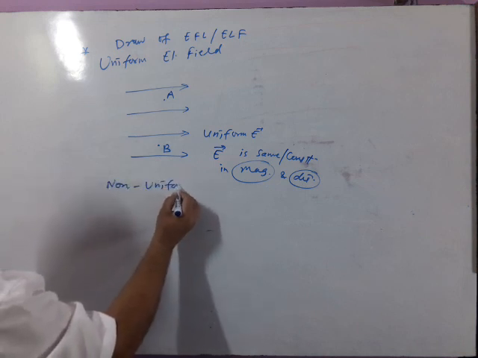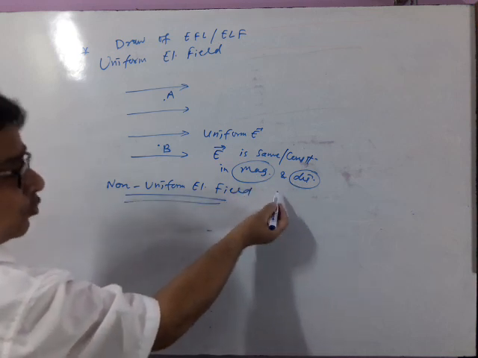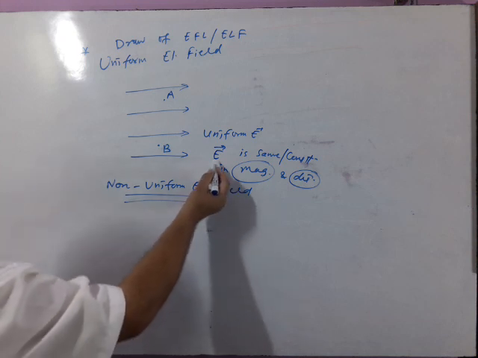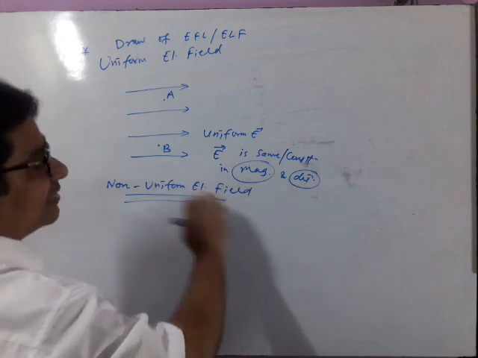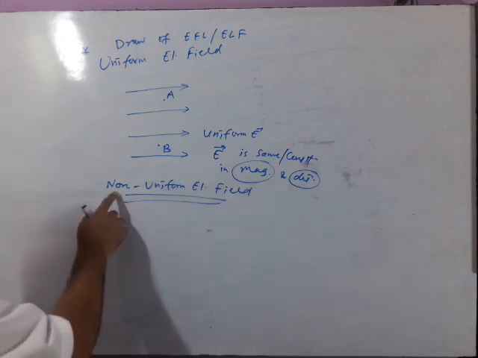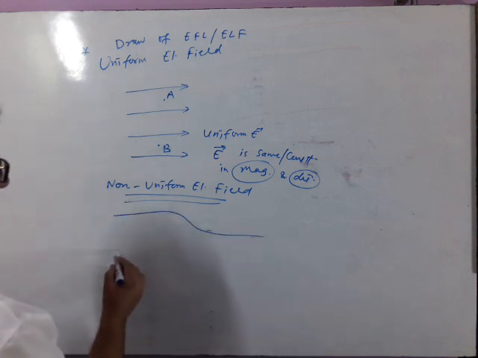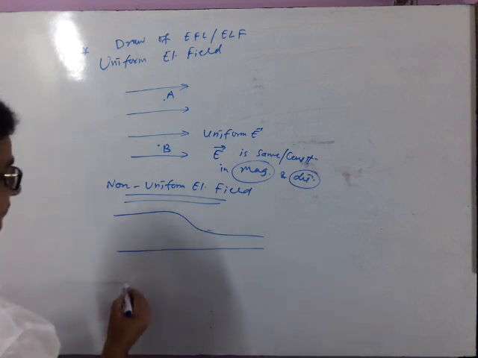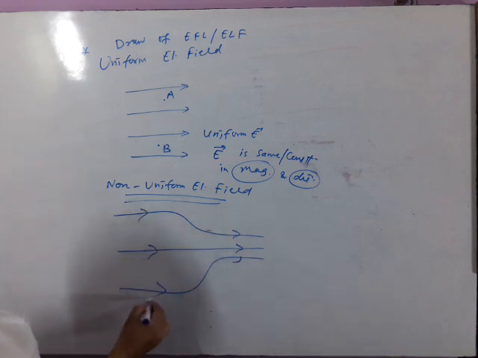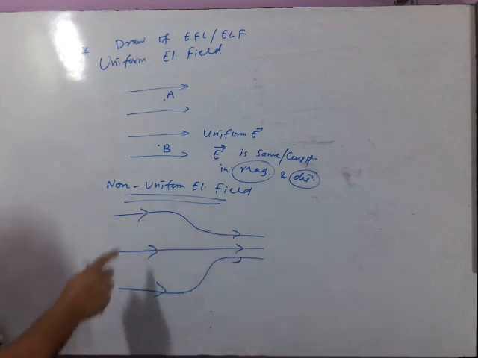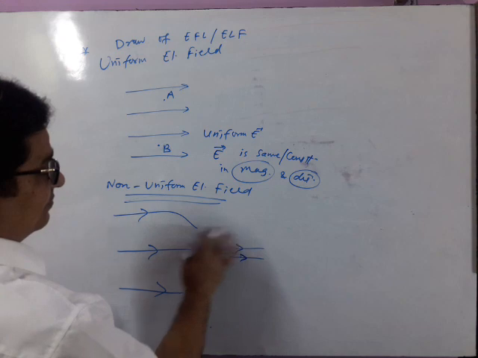Non-uniform electric field. Non-uniform means either of two or both. Different means electric field may have different magnitude only or different direction only or both the things different in the different region in a given region. So called non-uniform. Like this. See, these are not equally spaced. So this is one example of non-uniform electric field. Then how will you deal this? Breathe in.